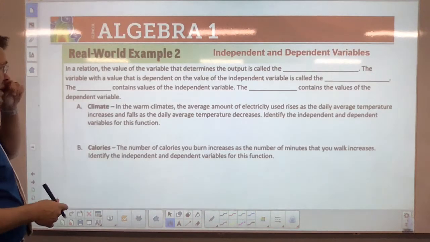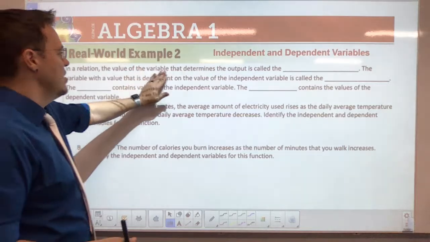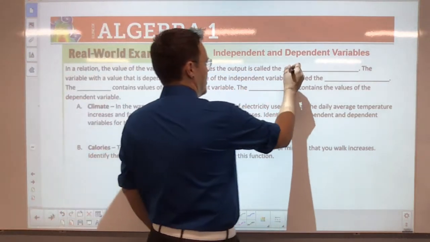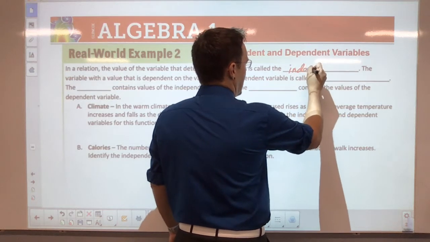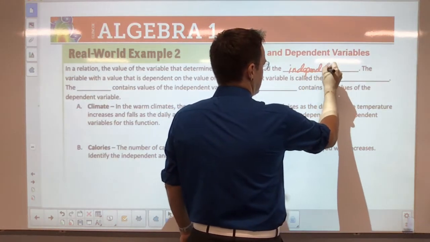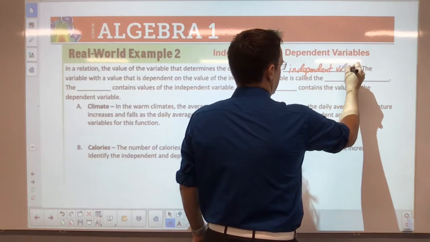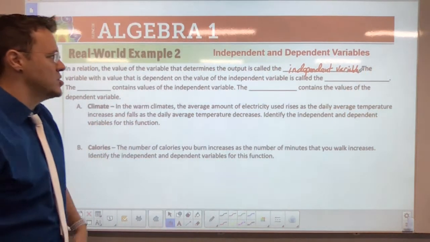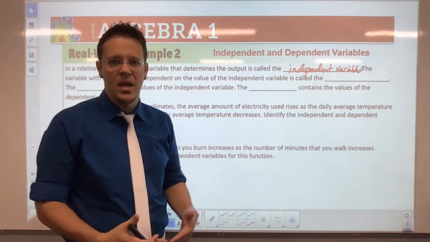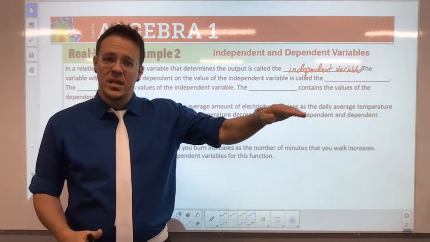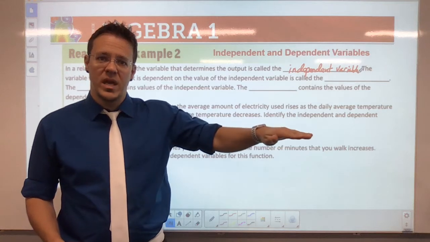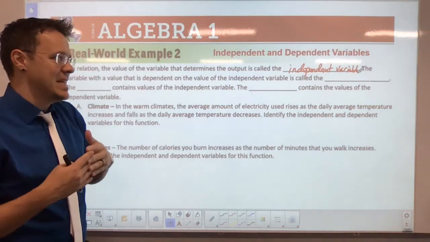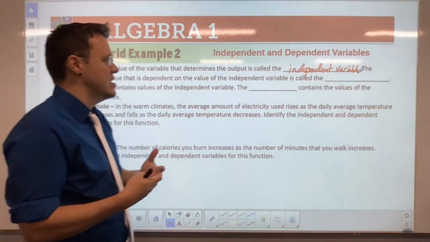All right, so what we're going to do now, in a relation, the value of the variable that determines the output, okay, is called an independent variable. So we have talked about before what the output is. All right, most of your independent variables are going to be your x values, okay? They're going to be the ones that go horizontally, like time is independent of itself, okay? When you're doing a temperature, it's independent of itself, okay? Those things are the big things that you guys need to understand.